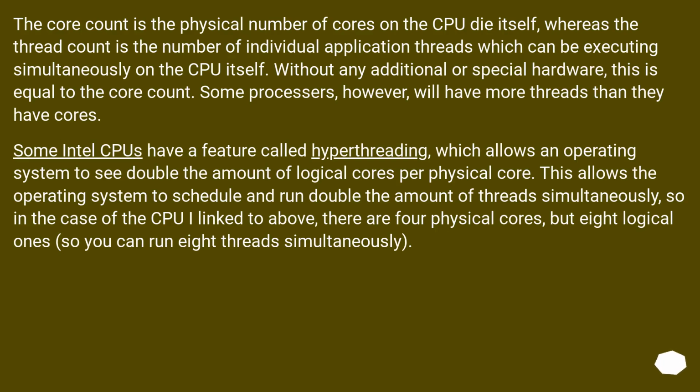The core count is the physical number of cores on the CPU die itself, whereas the thread count is the number of individual application threads which can be executing simultaneously on the CPU itself. Without any additional or special hardware, this is equal to the core count. Some processors, however, will have more threads than they have cores.